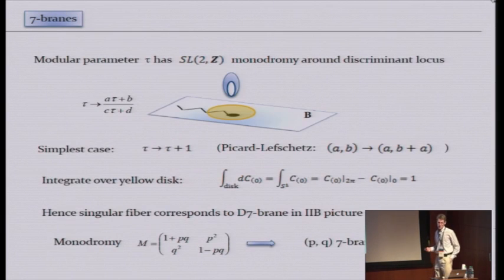Okay, so I've tried to motivate this F-theory picture from a type IIB perspective. We have this axio-dilaton. We added an elliptic curve describing the modular parameter, identifying that with the axio-dilaton. We have this elliptic fibration over the type IIB spacetime. And we've seen that the singular fibers correspond to 7-branes. D7-branes are (p,q) 7-branes.